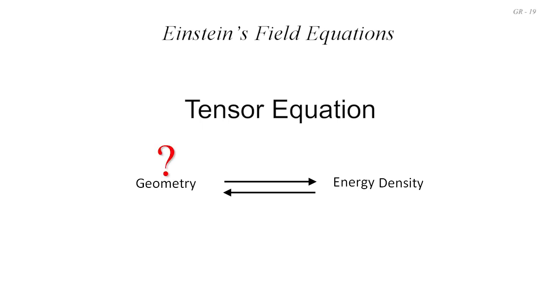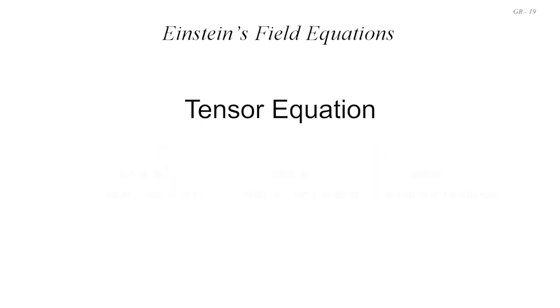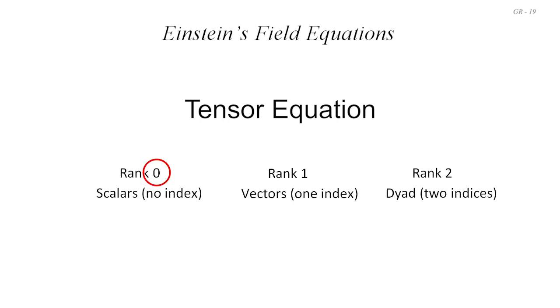What kind of tensor should be on the left for geometry, and what kind of tensor should be on the right for mass energy? Well, in our deliberations, we've only really ever discussed rank 0, rank 1, and rank 2 tensors, which are scalars, vectors, and dyads. If we consider these one at a time, we can say first of all the scalars are just numbers. They have no indices, but simply have one value at each event in spacetime.